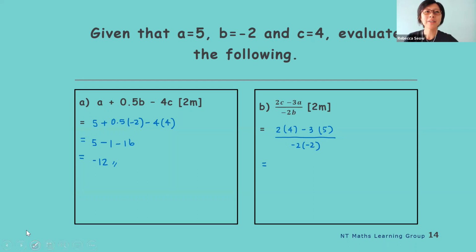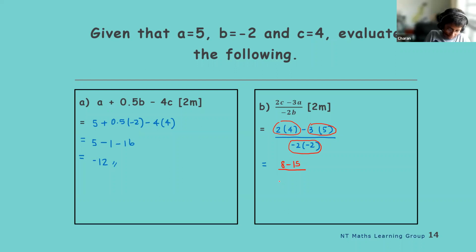Okay, so the first part we have 2 and 4. So 2 times 4, we could work this out. 3 times 5, we could work this out, right? So that'll be 8 minus 15. Okay, denominator a bit tricky. Negative 2 times negative 2. So we have a minus and a minus. You get a positive, right? Yeah, positive 4. Okay, we don't need to put the positive sign, we just put down 4.